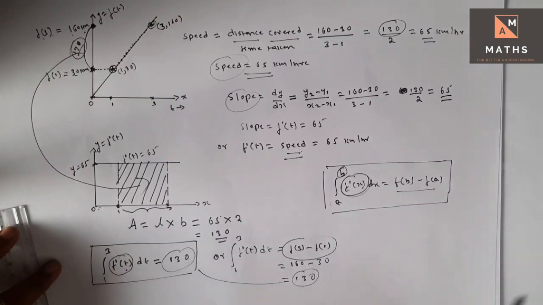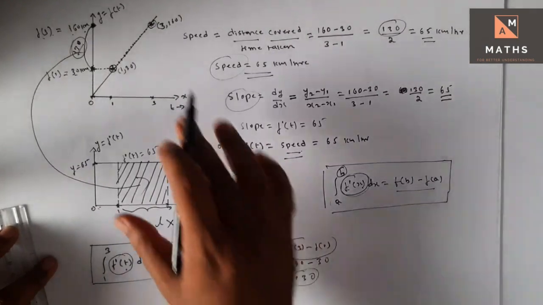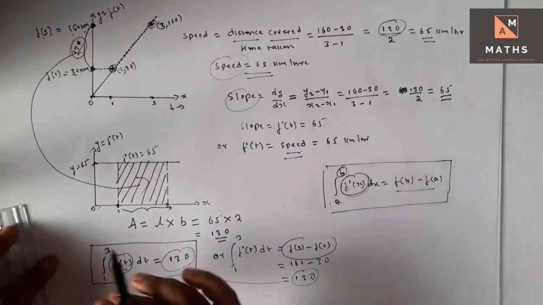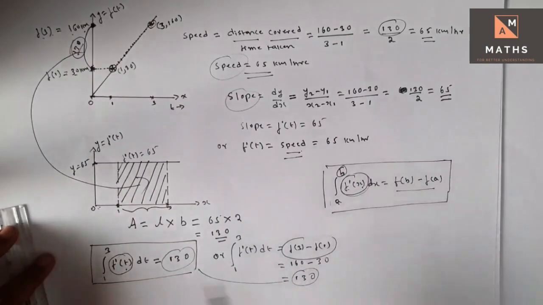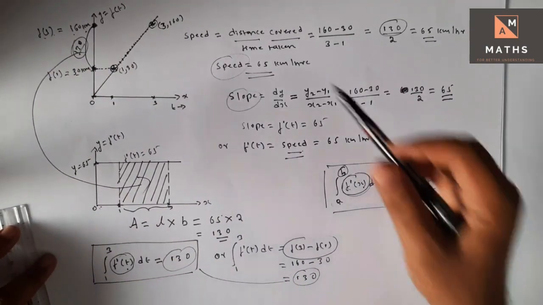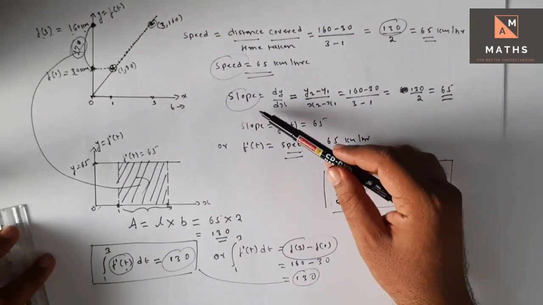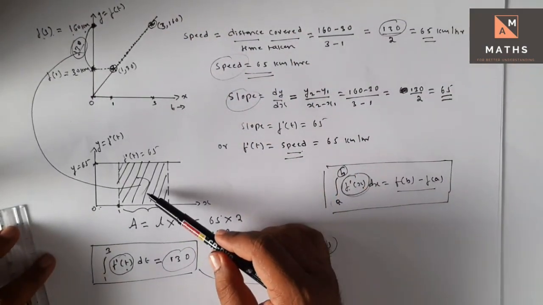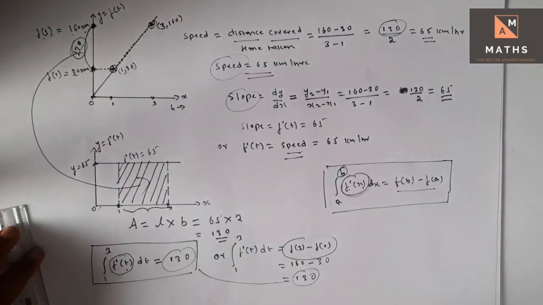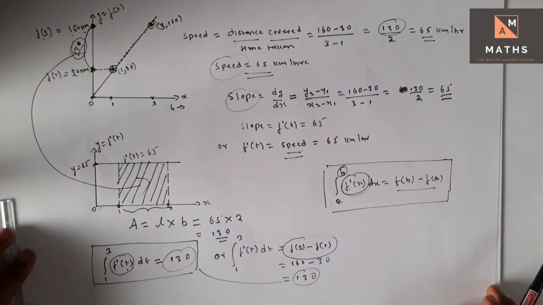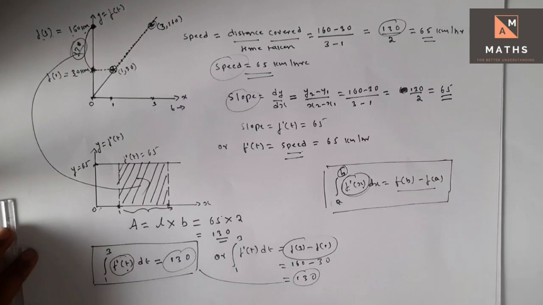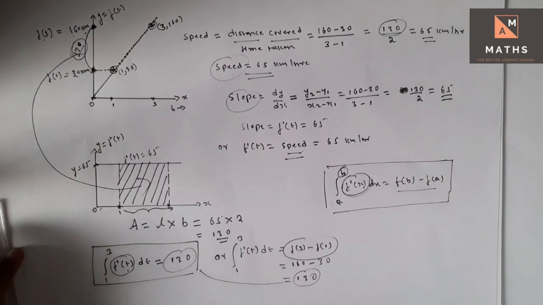Okay, so hope after this it is clear why integration is the reverse process of differentiation. See here, when you differentiated distance covered, we got speed. When you integrate speed, we got distance covered. Okay, now let us take one simple example. From that example, this concept will be more clear.